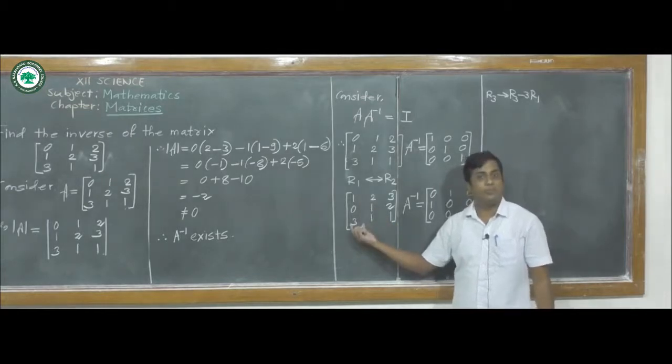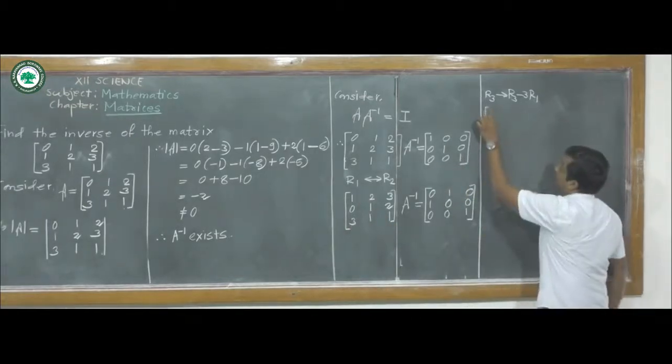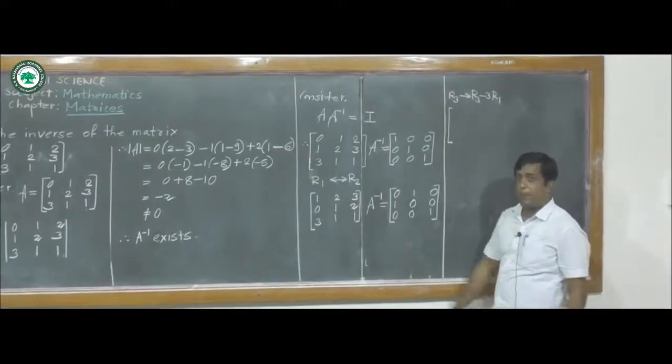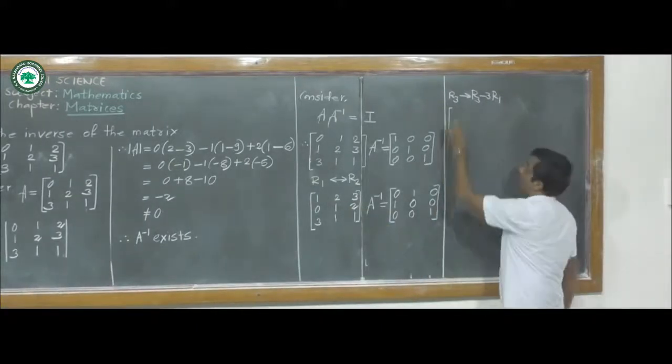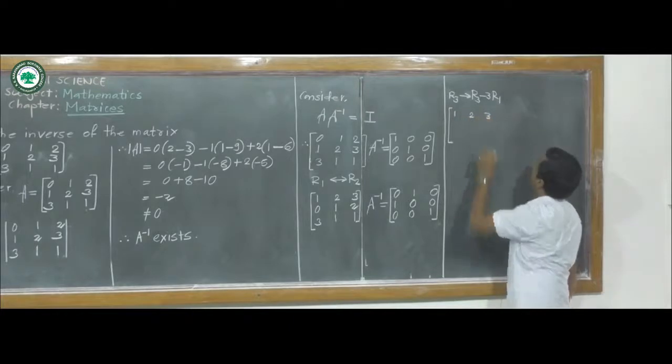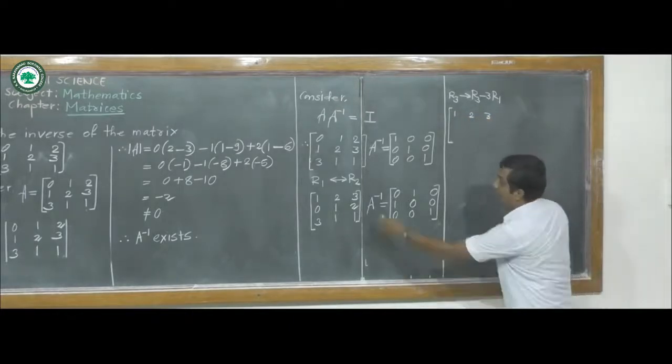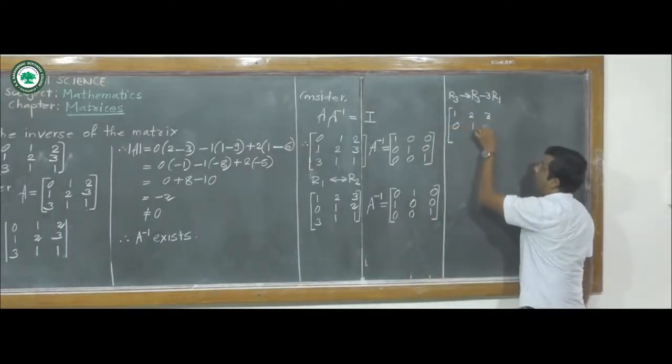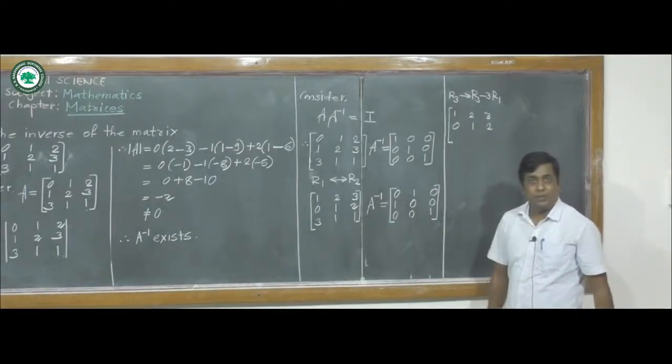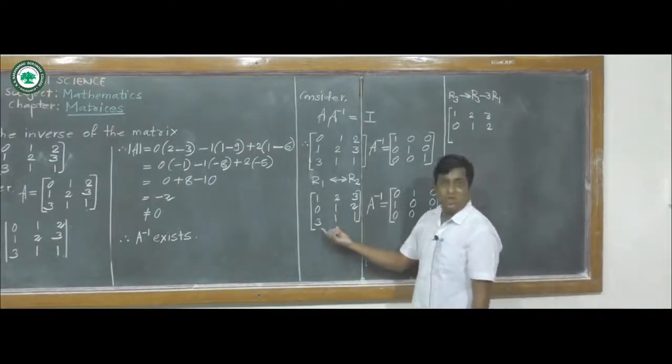of row 3. So here in the matrix, again we keep our first row as it is, that is 1, 2, 3. Next, the second row having 0, 1, 2, we keep as it is. Here the change is in row 3.